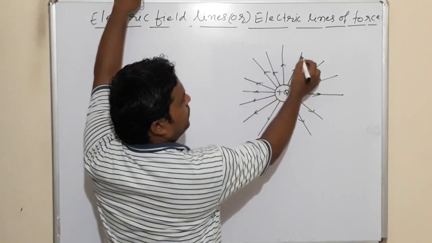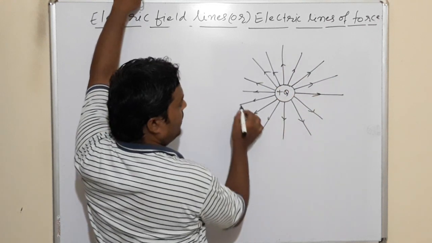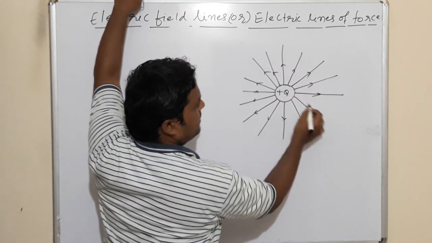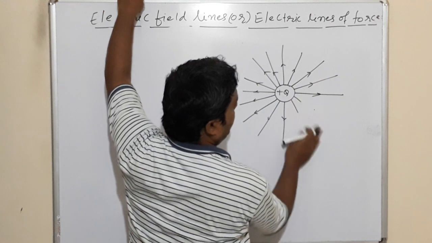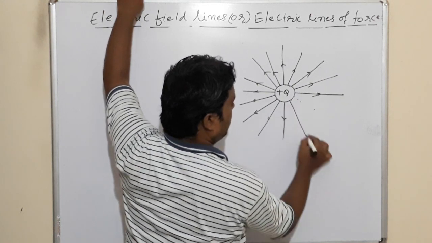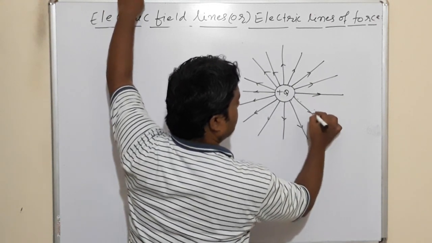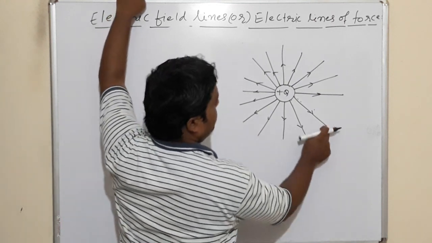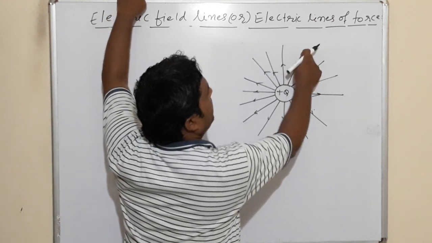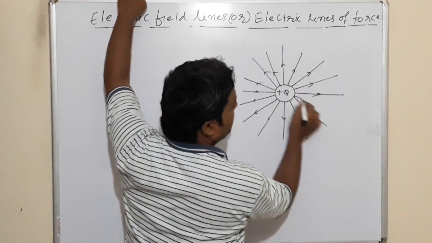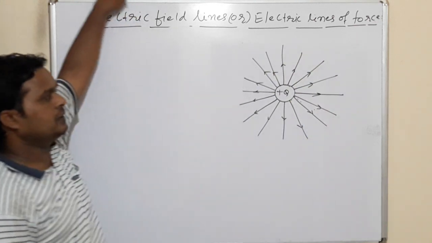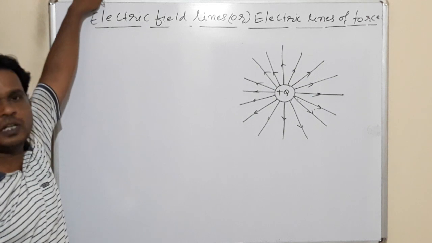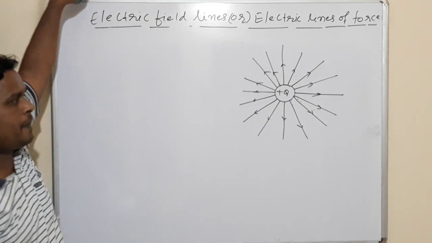1, 2, 3, 4, 5, 6, 7. 1, 2, 3, 4, 5, 6. Here I will draw another line. So the number of lines will be symmetric like this. 1, 2, 3, 4, 5, 6. 1, 2, 3, 4, 5, 6, 7. Draw another line like this. These are the electric lines of force I have drawn for this positive charge.